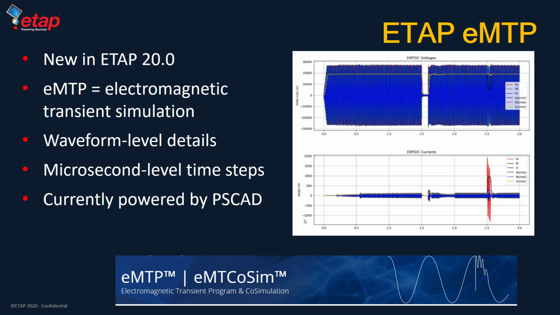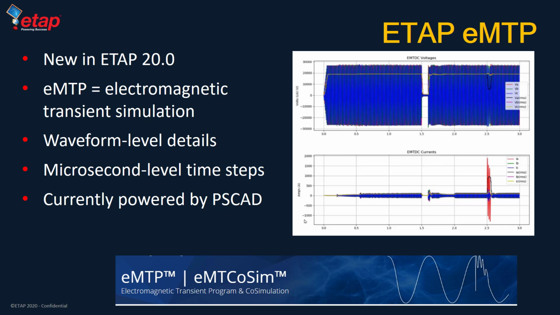Traditionally, ETAP's main focus has been phasor and load flow type of solutions. For example, transient stability, time domain load flow, short circuit analysis, and so forth. But with ETAP eMTP, we introduce a new domain, the waveform level electromagnetic transient domain. This new domain is new to the ETAP lineup. With this product, we can solve problems in the electromagnetic transient domain.